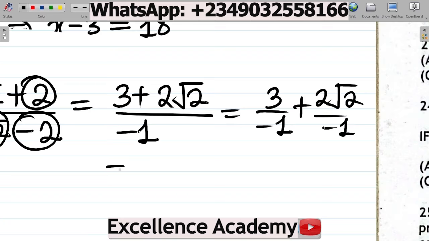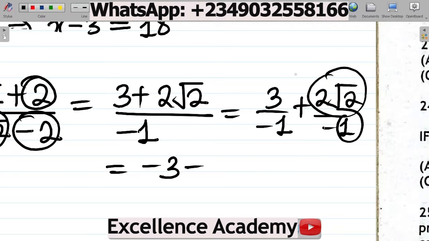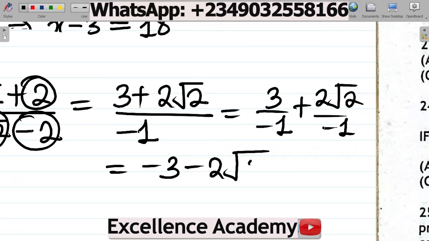Working on this, 3 divided by minus 1 becomes minus 3. So minus 3 plus 2 root 2 divided by minus 1. We have plus times minus gives you minus. That becomes minus, then 2 root 2 divided by 1. Anything over 1 is the same thing. That becomes 2 root 2.